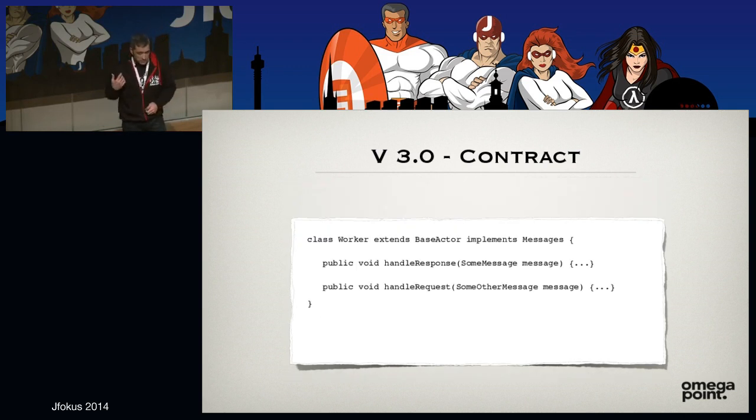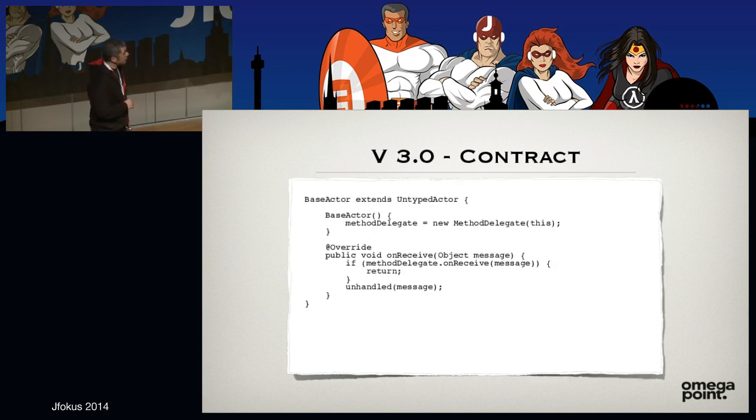So this is an example of what a worker actor could look like. You implement your contract, you implement the methods. That also makes the code really explicit. And with total freedom in method signature naming, it was better than version 2.0. We also upgraded the delegating of message types to look something like this. So this is what the original onReceive method looks like.